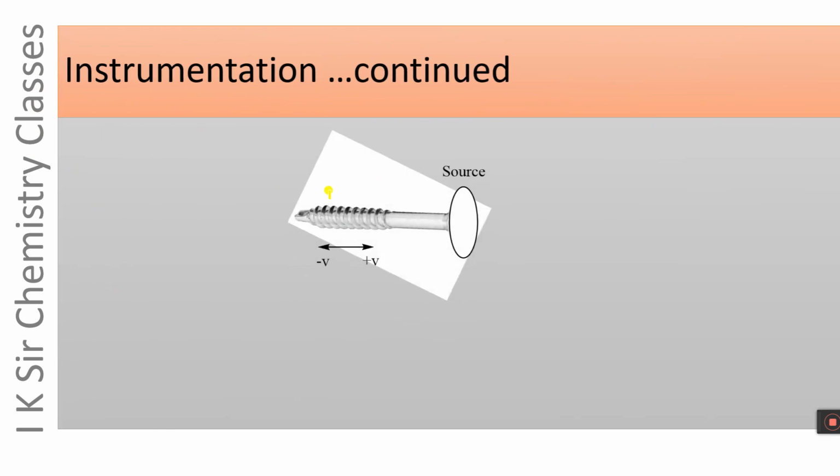This is the screw, and the gamma ray source is mounted on its head. The screw is moved in clockwise and anti-clockwise directions. As a result, the screw performs motion in the forward direction and backward direction. Plus V means the gamma ray source is moving towards the sample. Minus V means the gamma ray source is moving away from the sample.